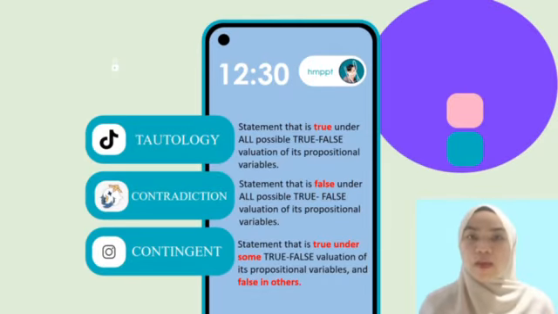Statements in logical equivalence. First is tautology. A tautology is a statement that is true under all possible true-false variations of its propositional variables. That means when the statement that has been given shows all true in the truth table, it becomes a tautology. Thus, a contradiction is when the statement is false under all possible true-false variations of its propositional variables, which means it will show all false in the truth table for the statement given. And the last one is contingent. For contingent, the statement given will show both: some are true and the others will be false.